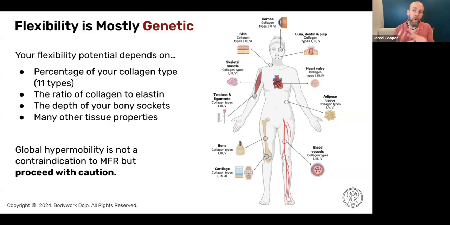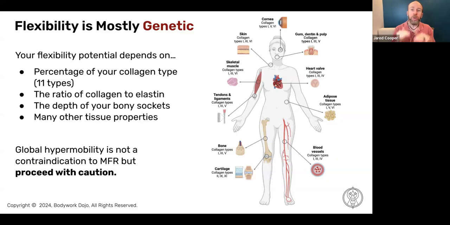Depending upon the proportion of collagen you have in your connective tissue will determine whether you bias towards hyper or hypomobile. The second thing is the ratio of collagen to elastin. And the third is the depth of your bony sockets. Some people have really deep sockets, so it kind of blocks their ability to move, and other tissue properties.